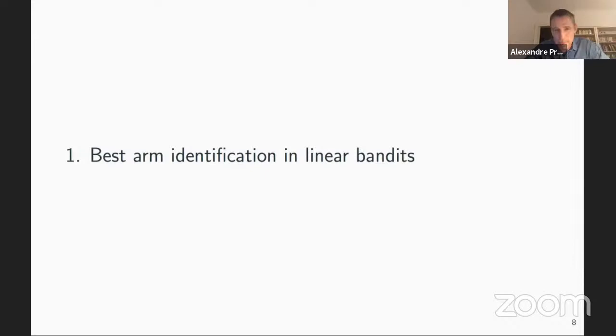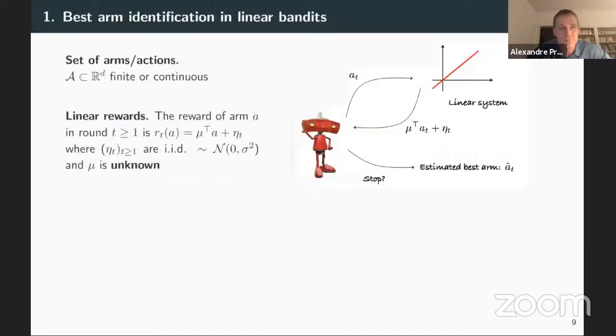So let's start with best arm identification in linear systems. This is a linear system with a linear reward structure. You have a set of arms or actions, calligraphic A, that is a subset of R to the power d. A is a finite set of actions, or it could be continuous. I will start by discussing the finite case and talk about the continuous case later on.